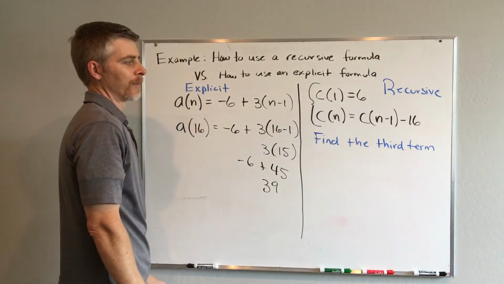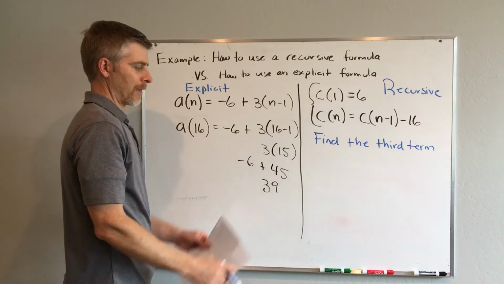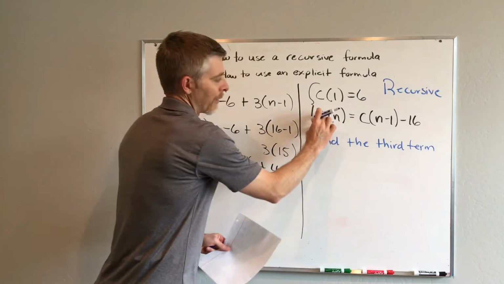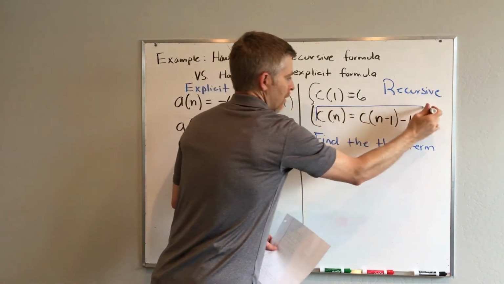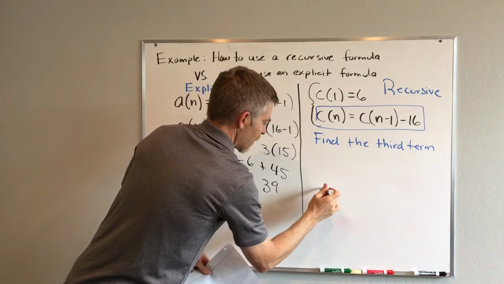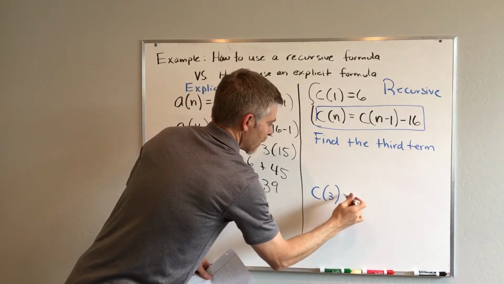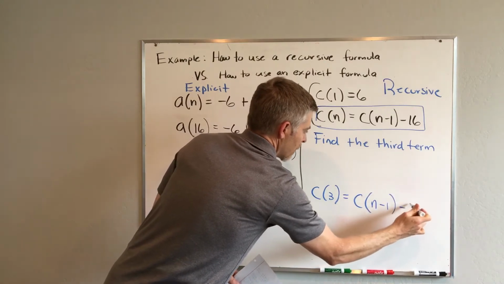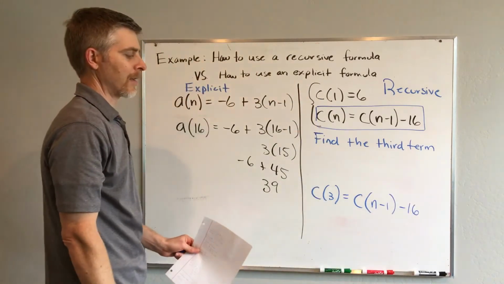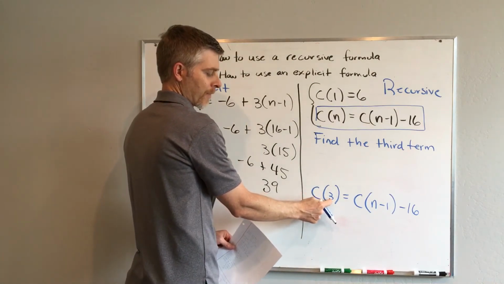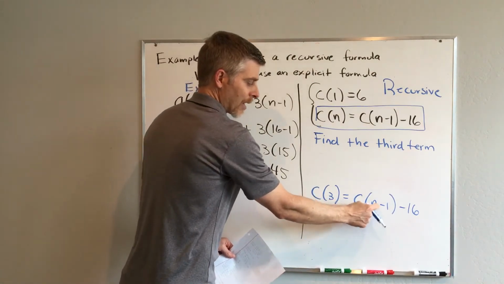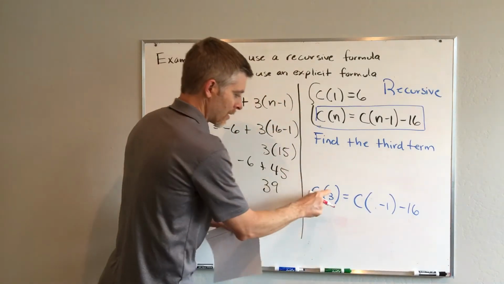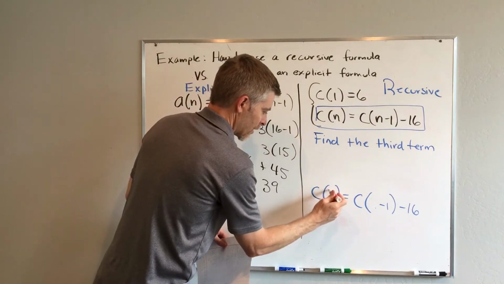Find the third term. All right. So how do we go about finding the third term? Well, I'm going to use the formula. I'm going to use this formula and say C of 3 equals C of n minus 1 minus 16. Well, 3 is n, so we're going to put 3 in for n there. All right. So when I do this, I'll put that in red so it stands out.